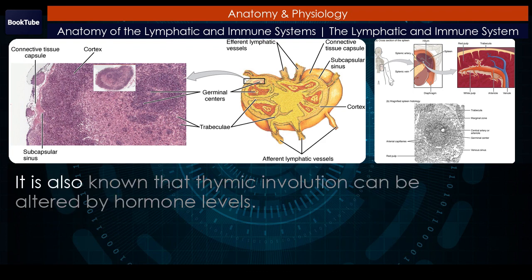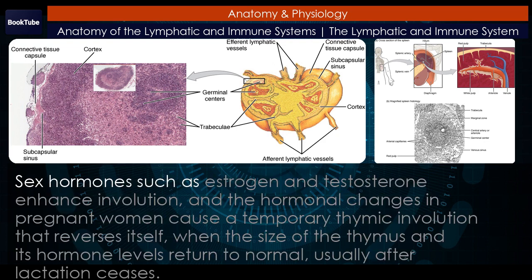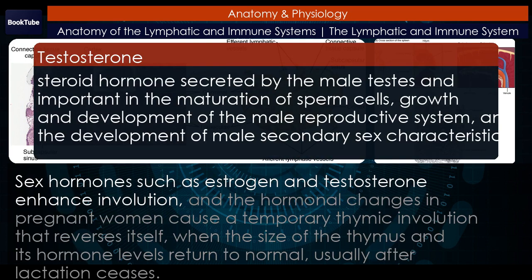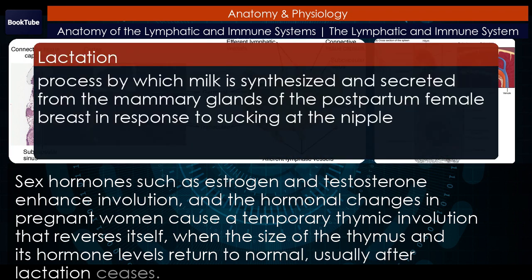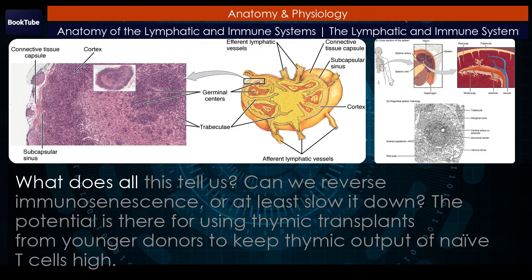It is also known that thymic involution can be altered by hormone levels. Sex hormones such as estrogen and testosterone enhance involution, and the hormonal changes in pregnant women cause a temporary thymic involution that reverses itself when the size of the thymus and its hormone levels return to normal, usually after lactation ceases. What does all this tell us?